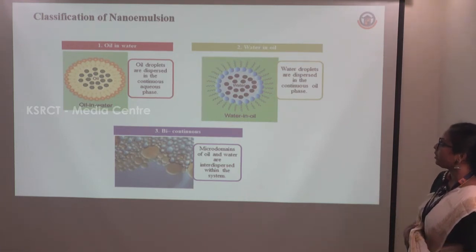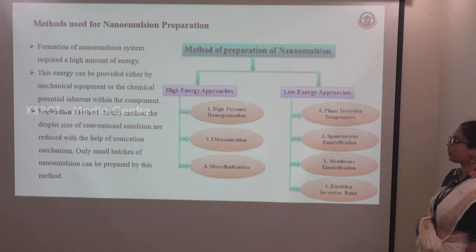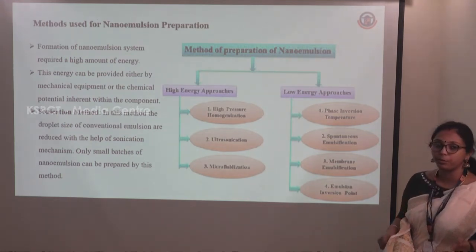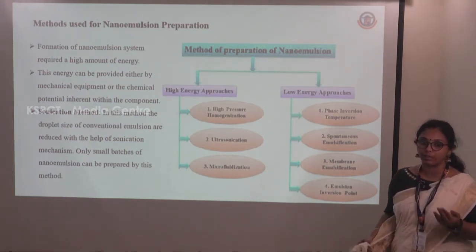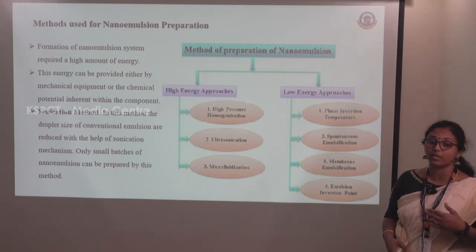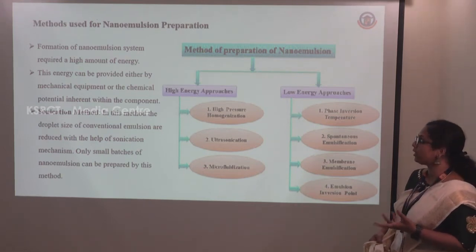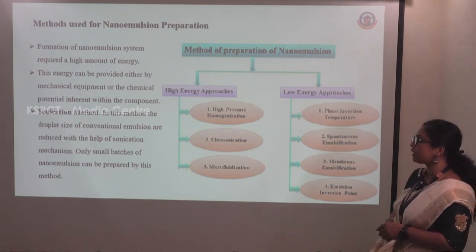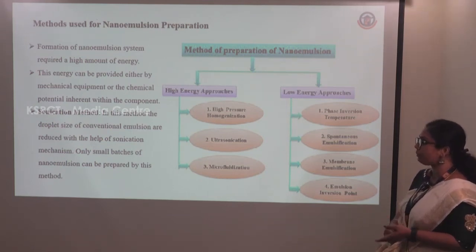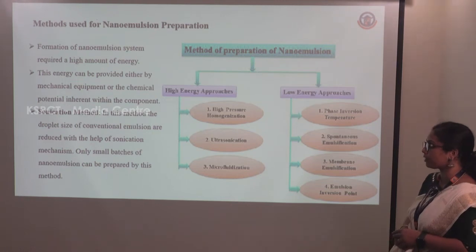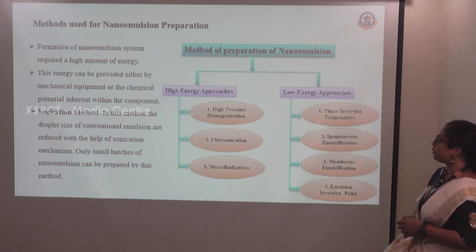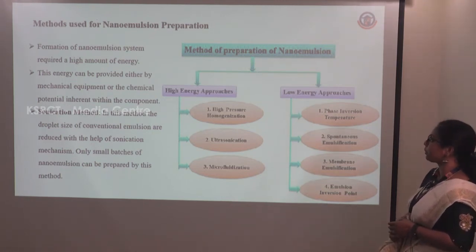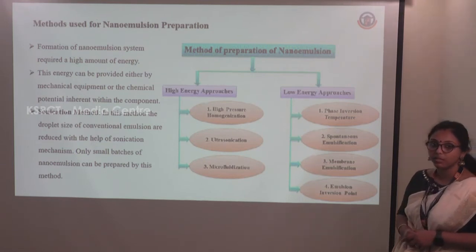So next, coming to the methods used for emulsion preparation. As I told you, for proper formation of an emulsion we need some sort of energy and we need a surfactant. For the formulation of a nanoemulsion system we need a high amount of energy. This energy can be provided either by mechanical equipment or by chemical potential. So there are 2 types of methods used for the preparation of nanoemulsion: one is the high energy method and one is the low energy method.